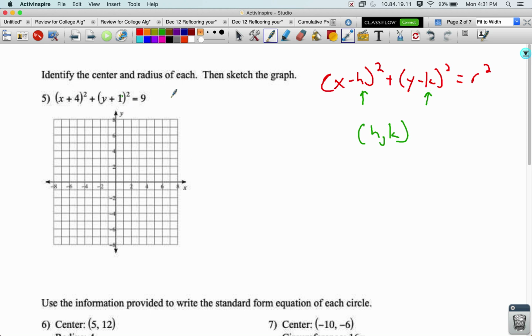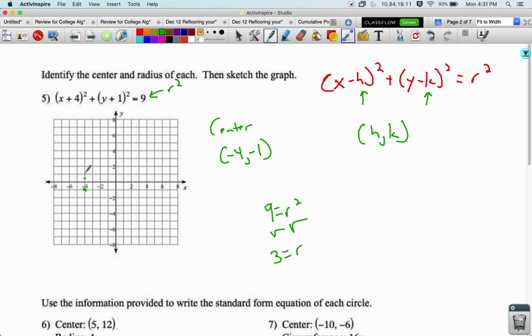So the center of this circle is going to be at (-4, -1). All right, so we flip the sign on those. Now we go to (-4, -1), we make a dot. This 9 here is r squared, so that means that if 9 equals r squared, we can just take the square root to find that our radius is 3.